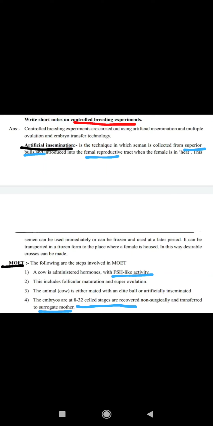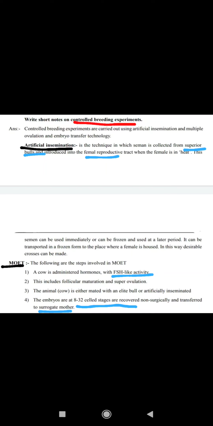Multiple ovulation and embryo transfer is one more important SAQ. So when you read this one answer, you'll be able to answer two SAQs. The following are the steps involved in MOET. What are the steps? First, the cow is administered hormones such as FSH. Due to this administration of FSH hormone, follicular maturation and superovulation takes place.